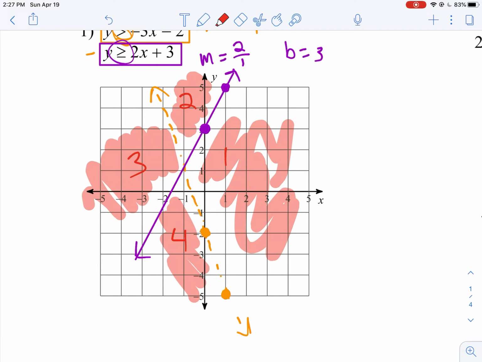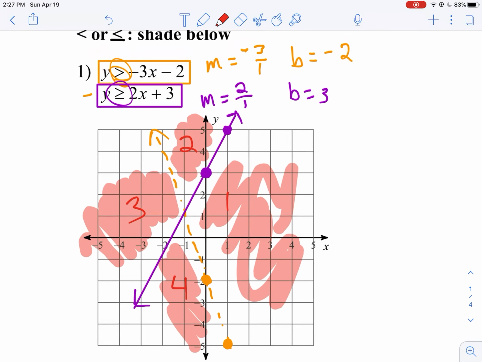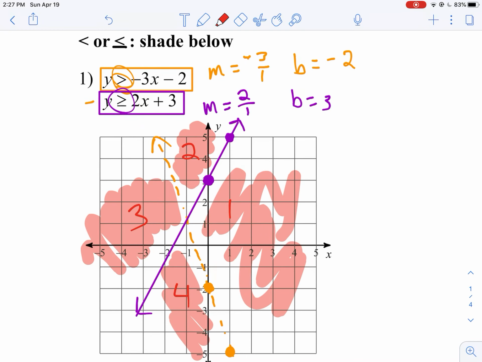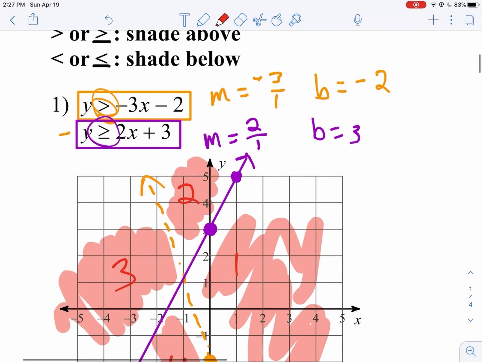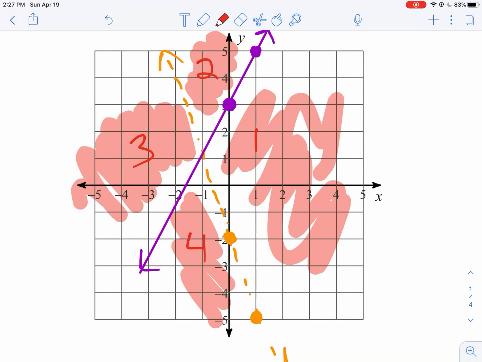Okay, so what I'm going to do now is look at each line and figure out which areas are not going to be a part of my shading. So let's start with the first one. Up here we have a greater than sign for our orange line. So ignore the purple line. We're just looking at the orange line right now.